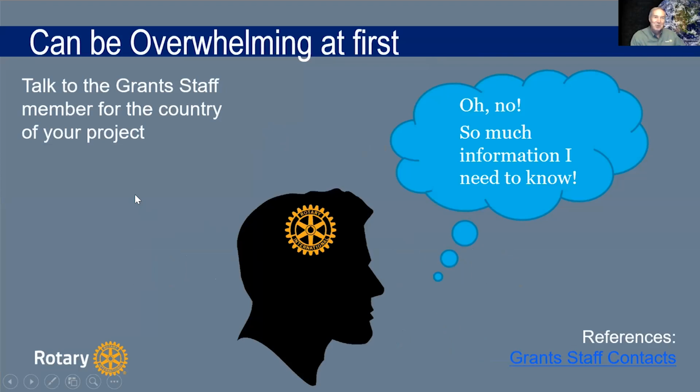But talking to the grant staff member is a good thing to do. They'll help you. Down here, I've got grant staff contacts. This changes all the time. The grant staff is moving around depending on needs and personnel they have and all things like that. And so I always go to a new copy of that and talk to the person in the country where you want to have your project.